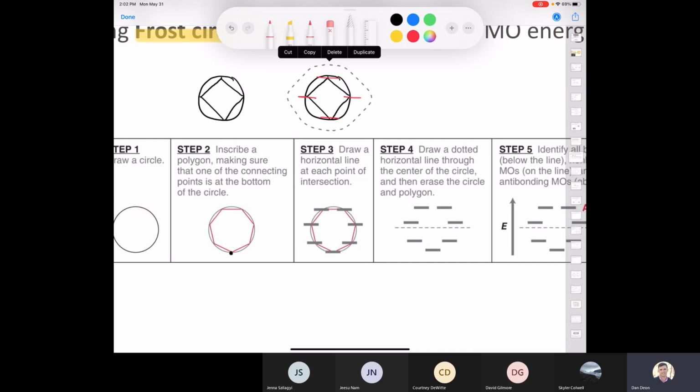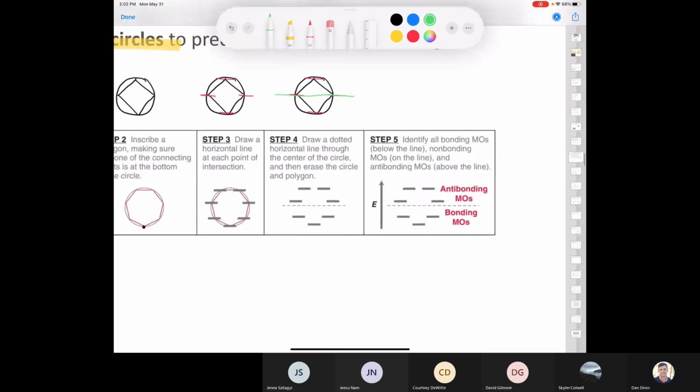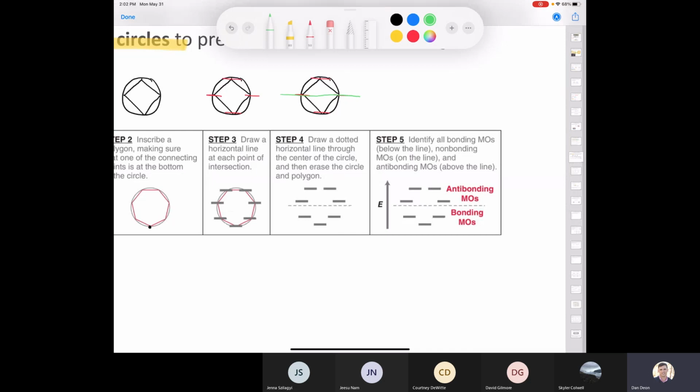Okay, so if we take this thing again, down below they're doing it with a 7-membered ring. Up top, we're doing it with a 4-membered ring. You draw a line right through the middle. I'll use the green pen this time. Draw a line right through the middle, like that. And then anything that's below the line is considered a bonding molecular orbital. Okay. Anything above the line is considered an anti-bonding molecular orbital.